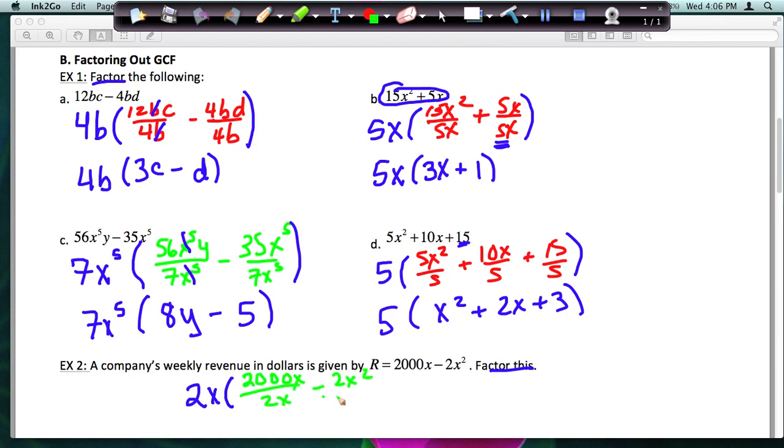And when you do that division, we're going to get the 2x out in front, and then 2000x divided by 2x, the x's cancel, and 2000 divided by 2 is just 1000, minus 2x squared divided by 2x, the 2's cancel, and x squared divided by x leaves you just with 1x. And that's factored.